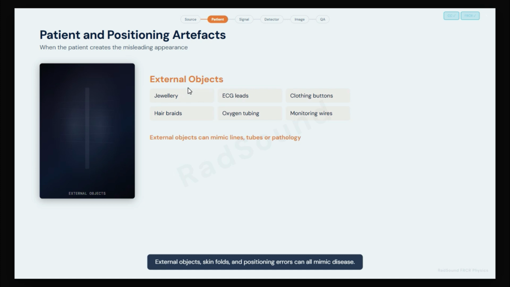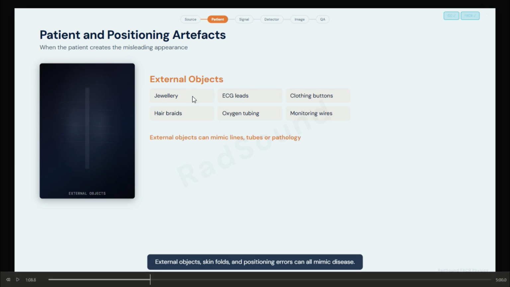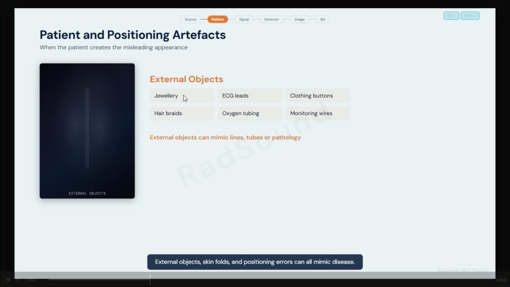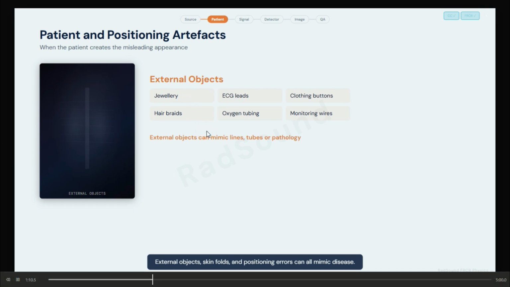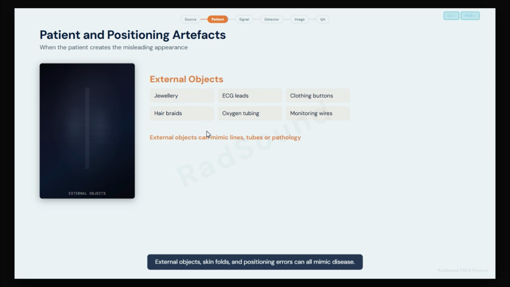You can see ECG leads, the endotracheal tube going in, part of the NG tube, the tube coming from the mouth descending to the stomach and abdomen. Clothing buttons, sometimes hair braids, oxygen tubing, and monitoring wires might all cause artifacts. They are all associated with the patient. Such external objects can mimic lines or pathology.